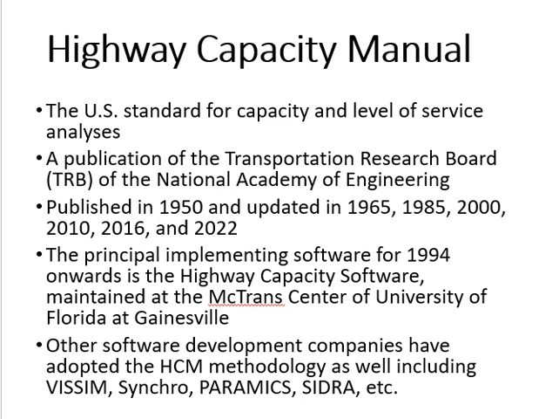The manual which gives us the procedure and definitions for capacity and level of service is the Highway Capacity Manual. This is a US-based manual which is now adopted worldwide. The first manual was published in 1950. The last one, according to my knowledge, is from 2022.